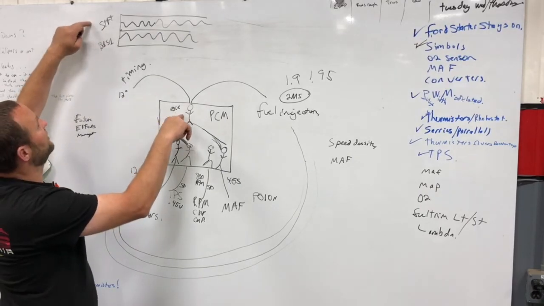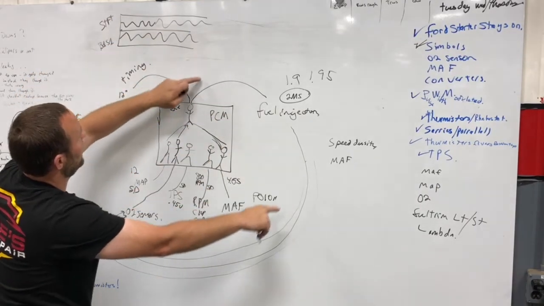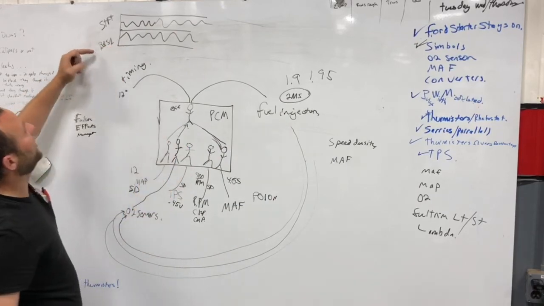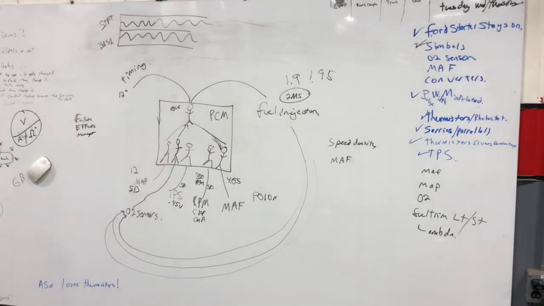This is a guy making a decision for the short term. Then he's looking at this here, the mass airflow sensor, this comparator, and it's saying, I need more, I need less, I need more, I need less, I need more, I need less. He just sits there and goes back and forth on the lever in there.